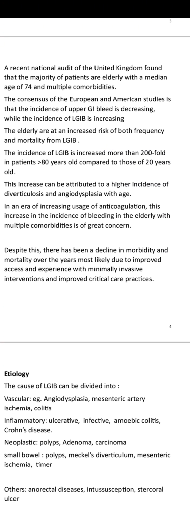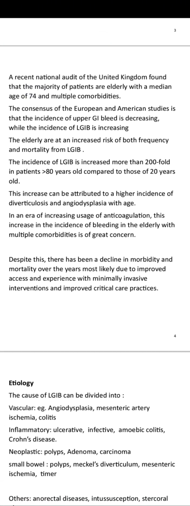Okay, let's move a little bit down. Here they mention that an English study found that the median age for lower GI bleeding is about 74 years old, and these patients usually have multiple comorbidities. As we mentioned, the incidence of upper GI bleeding is decreasing and lower GI bleeding is increasing, and the elderly have an increased risk of both frequency and mortality from lower GI bleeding. There is also about a 200-fold increase in the incidence of lower GI bleeding in patients above their 80s compared to those in their 20s.